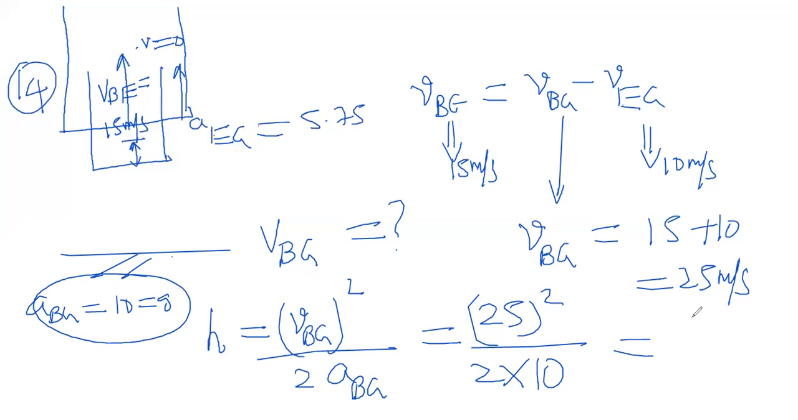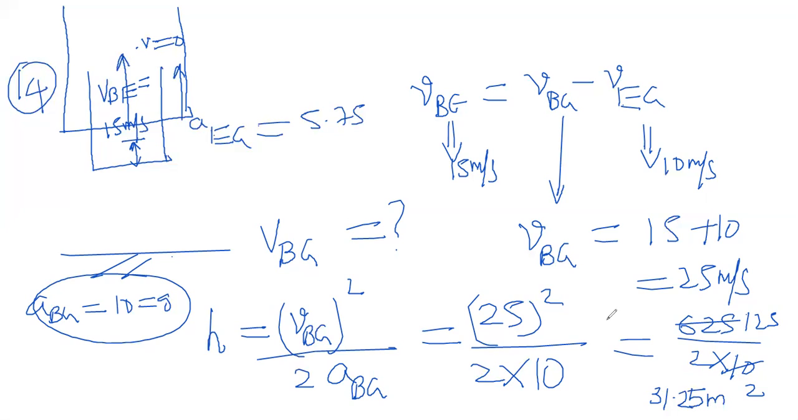Please do that. 25 square is how much? 625 by 2 into 10. Can we cancel this? 5 twos are 5. How much is that? 125 over 4. If you do 125 divided by 4, you'll get some answer. It is 31.25, I think. 31.25 meters.